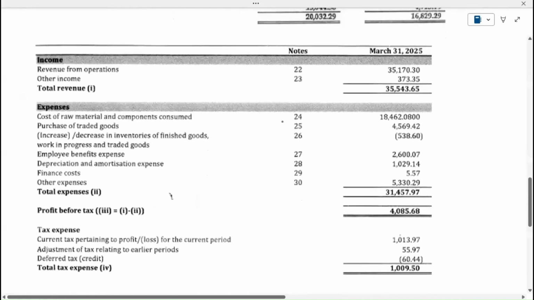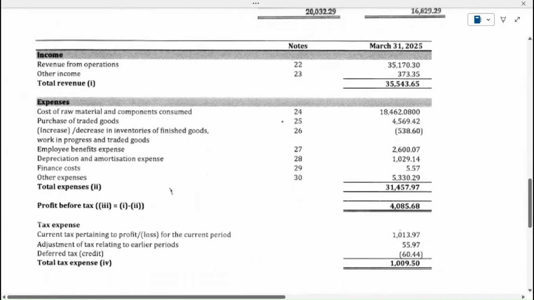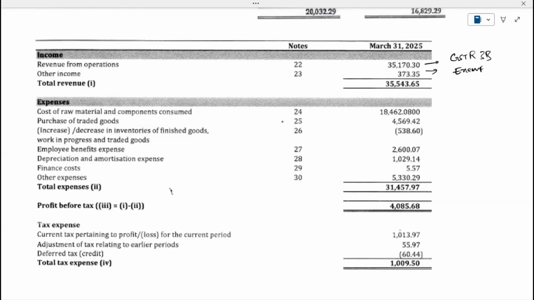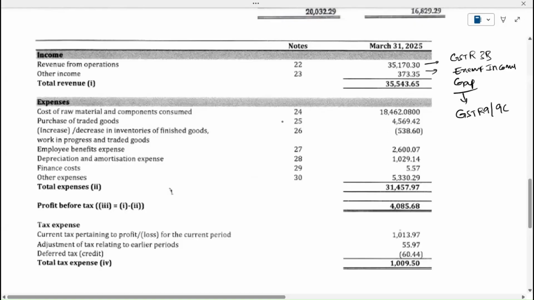Similarly, when we look into the profit and loss account, this is where my purchases and my sales, inward and outward supplies, what we saw in section 35, start. So now revenue from operations, other income. This breakup, they try to match with your GSTR 3B. They try to match with your exempt income and see whether both match. If there is any gap, whether this gap has been explained in GSTR 9 or 9C. This is what they expect with respect to sales.